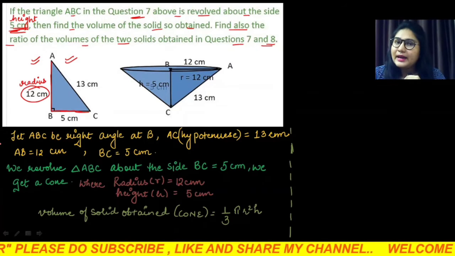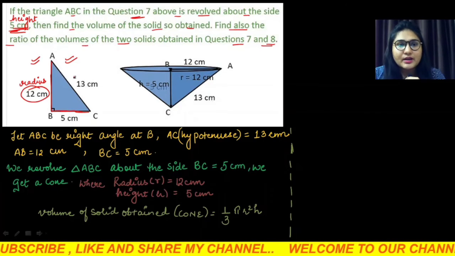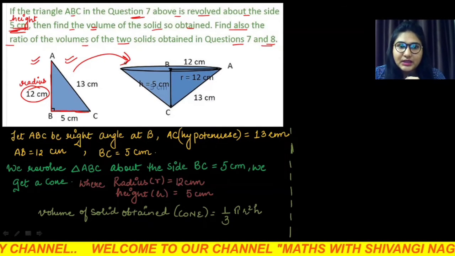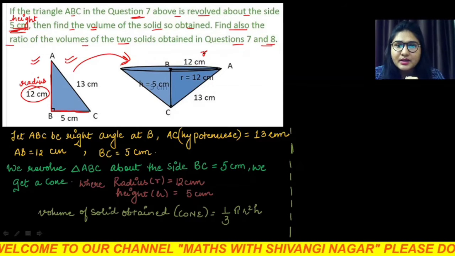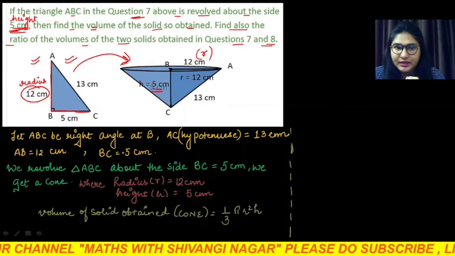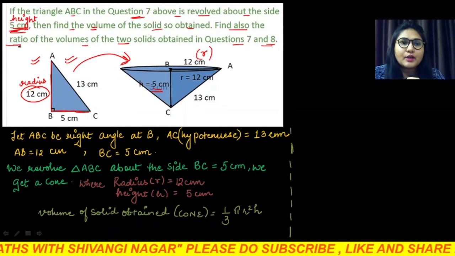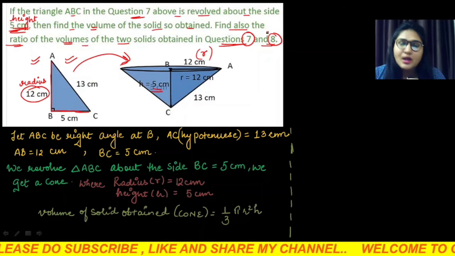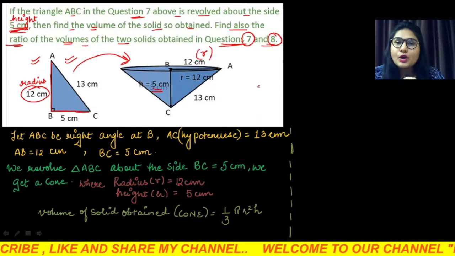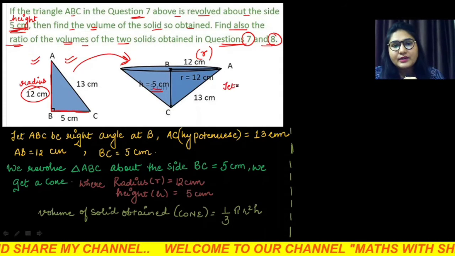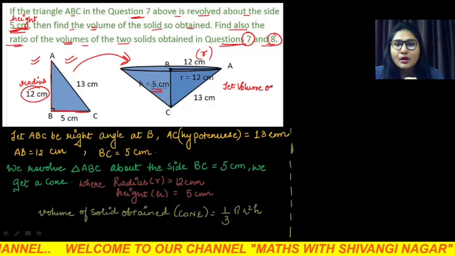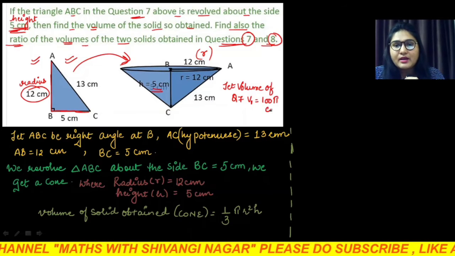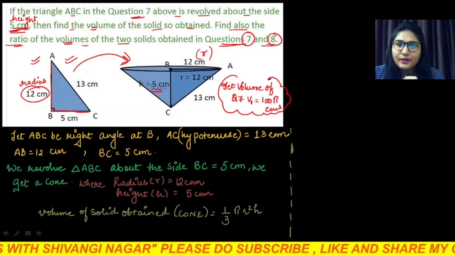Again the solid that we are obtaining here is a cone. So we have to find the volume of this cone where the radius is 12 cm and the height is 5 cm. Then after that we have to find the ratio of the volumes of the two cones obtained in question number 7 and in question number 8. In question number 7, the volume was 100 pi. So let the volume of question 7 be V1, which is 100 pi cm³. We have already calculated that.